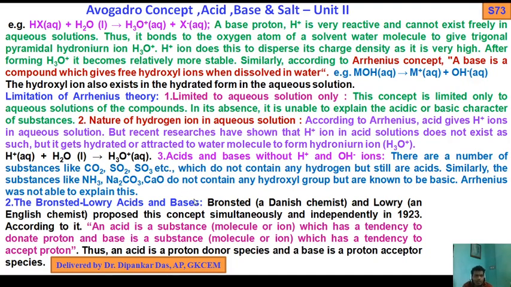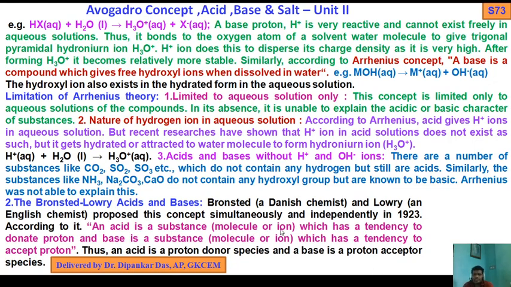Okay. Now come to another important theory, the Bronsted-Lowry acid-base theory. According to Bronsted, a Danish chemist, and Lowry, an English chemist, who proposed this concept simultaneously and independently in 1923, an acid is a substance (molecule or ion) which has a tendency to donate a proton, and a base is a substance (molecule or ion) which has a tendency to accept a proton. Thus, an acid is a proton donor species and a base is a proton acceptor species.